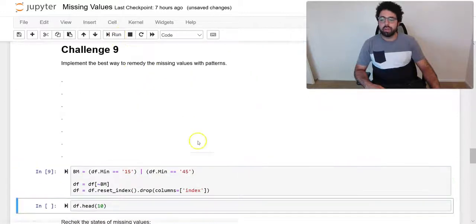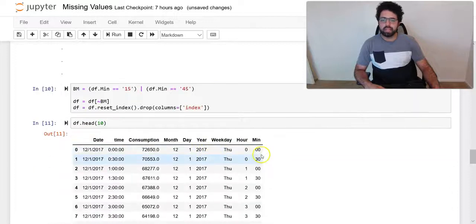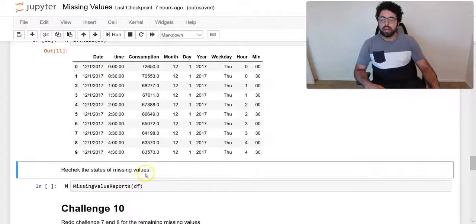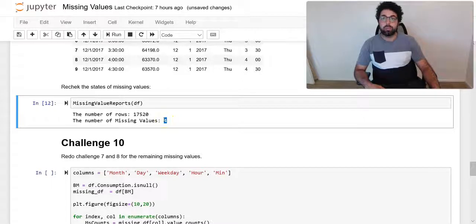So if I do this, I create a Boolean mask and use the Boolean mask to keep only the values I want to keep. Once I run this, my data does not have every 15 minutes, it's every 30 minutes. And once I look at the data, I can see that the number of missing values has dramatically dropped to 4. It was 16,000. So most of my missing values were because of this inconsistency in the data collection.